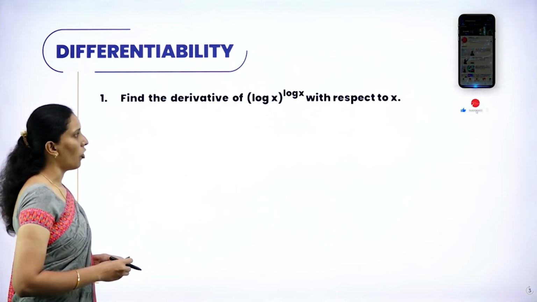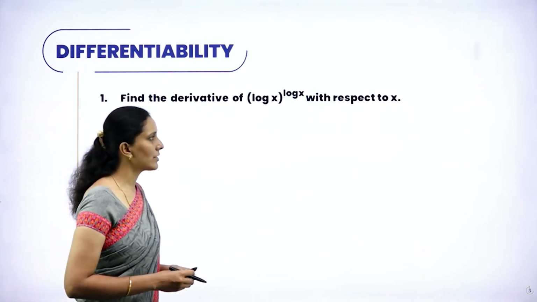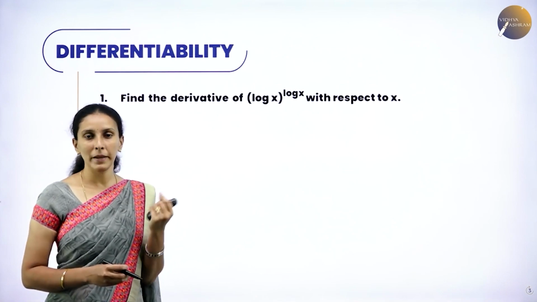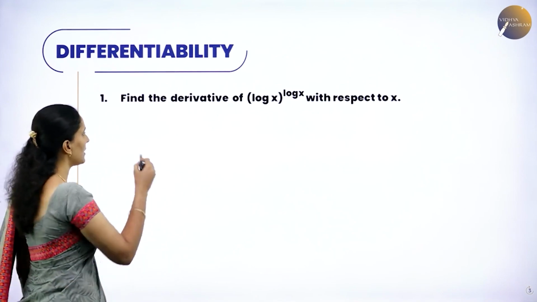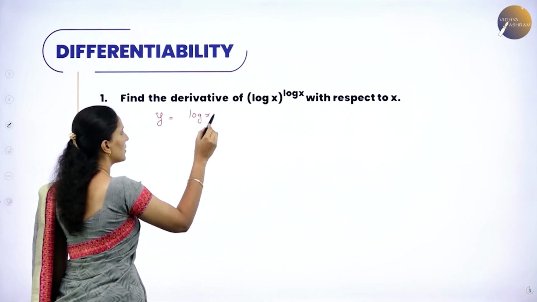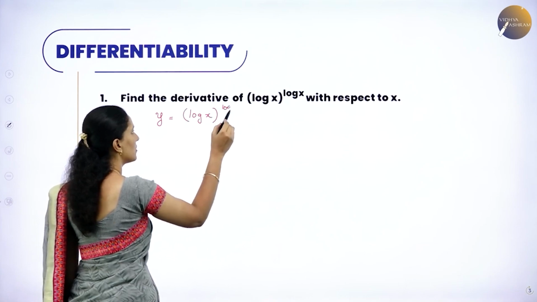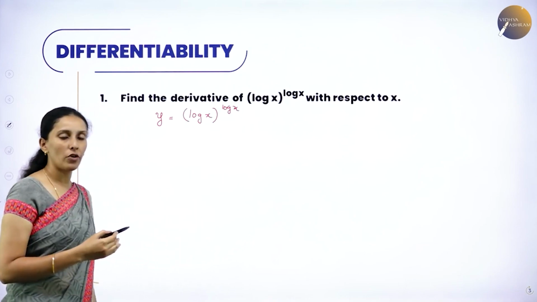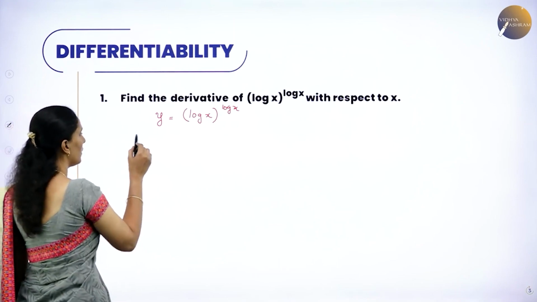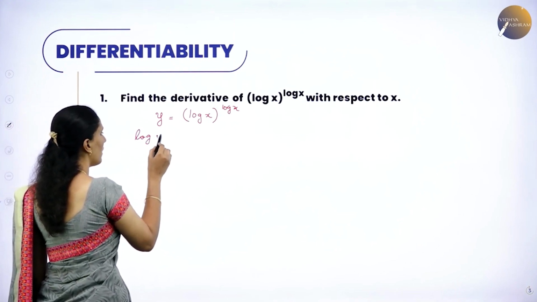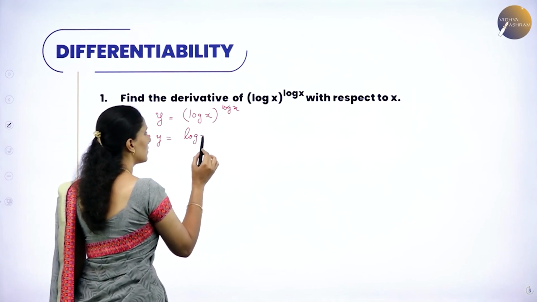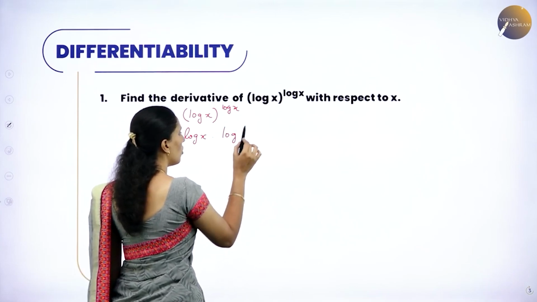Find the derivative of log x to the power log x with respect to x. So we have log x both in the base and exponential form. So let me take here y is equal to log x to the power log x. So whenever two functions are in exponential form, let us apply log on both sides. So here we get log y is equal to, this can be written as log x into log of log x.